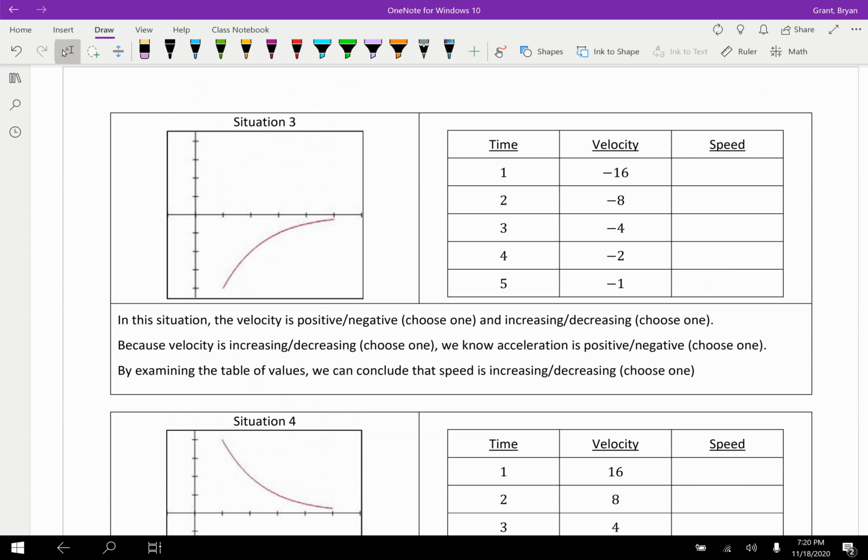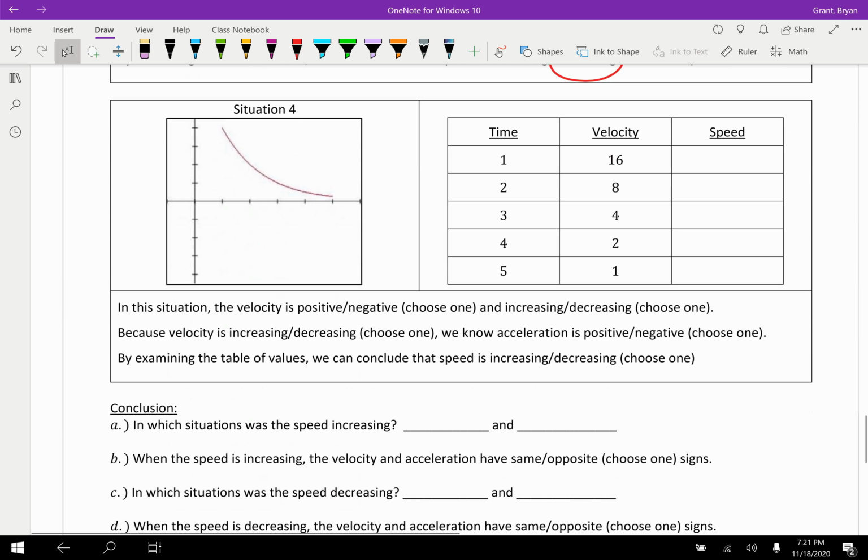Two more. Speed, easy enough, is just the absolute value of velocity here. In this situation, the velocity is clearly negative, right? Negative values below the x-axis. And if you think about the slope, then the velocity is increasing. Because velocity is increasing and acceleration is the derivative of velocity, acceleration is positive. And by looking at the table of values, what's happening to your speed? Well, your speed is getting smaller. Your speed is decreasing.